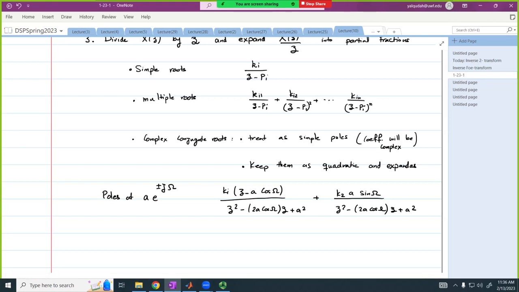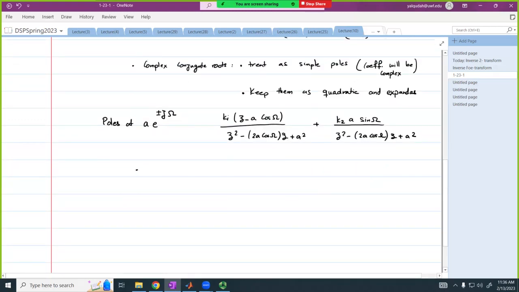So if we have complex conjugate roots, we can either treat them as simple poles, the way we treated the simple poles. In this case, the coefficients will be complex. Or we can expand them as quadratic terms as we have there. Okay. So the next step, we're going to solve for the coefficients.